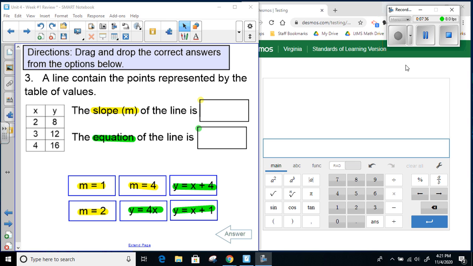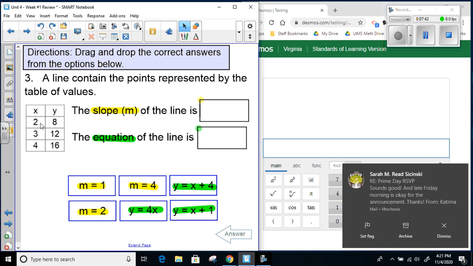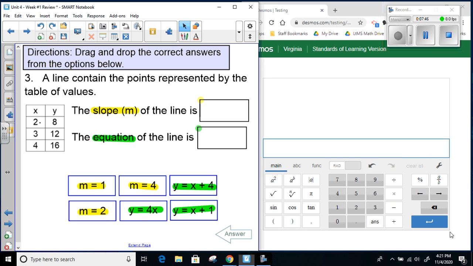So now how do we figure this out? Well, our slope of the line is the number that we're multiplying by. We're looking for the pattern between x and y. So what is happening to x to give me y? I can use the choices to help me. All right, so it says y equals x plus 4, x plus 1, or 4 times x. So what's happening between x and y?